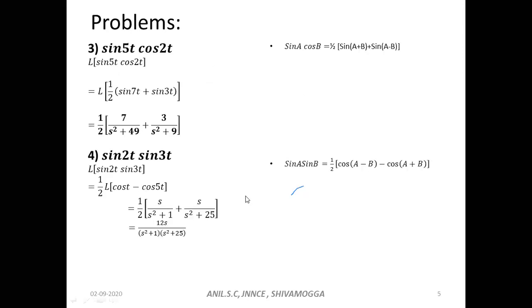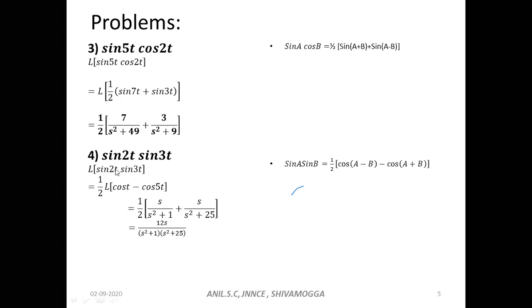Next one. This is a similar problem. Laplace transform of sin 2t into sin 3t. Clearly, it takes the sin A sin B form. Sin A sin B is half into cos(A minus B) minus cos(A plus B), or minus half into cos(A plus B) minus cos(A minus B). You can write this in either way.